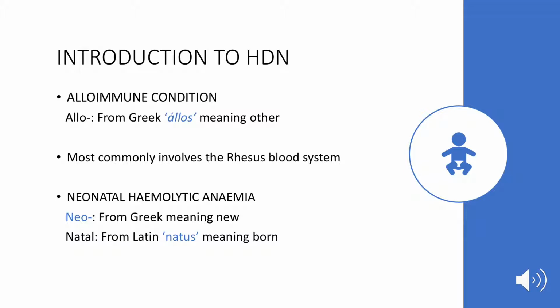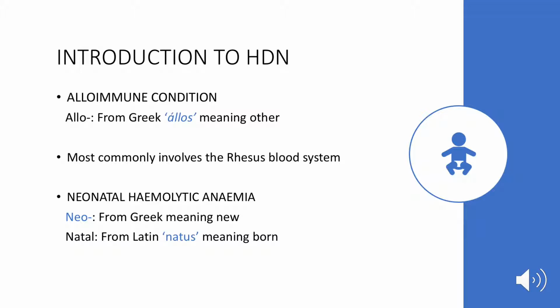So this is just a quick introduction and overview to HDN. It's an alloimmune condition, meaning that antibodies produced by a different person are attacking the cells of the baby. So allo is coming from the Greek allos, meaning other or different. So in this sense it's referring to the mother. So the mother is producing antibodies that are then attacking the baby's cells.